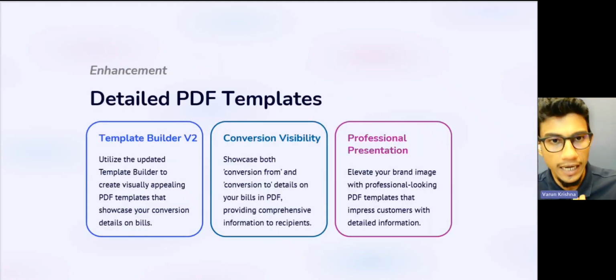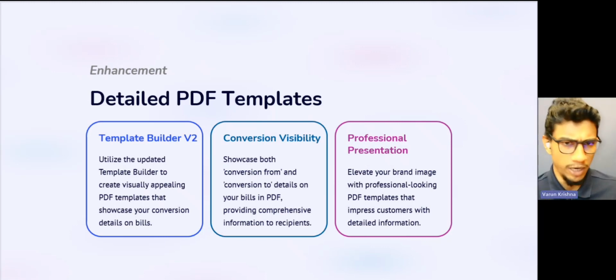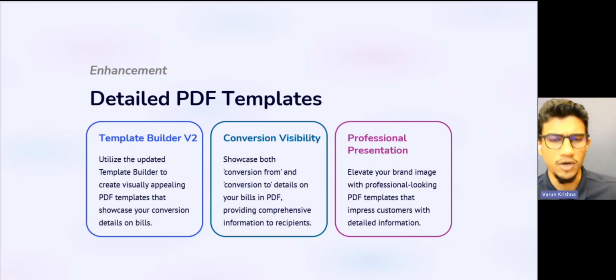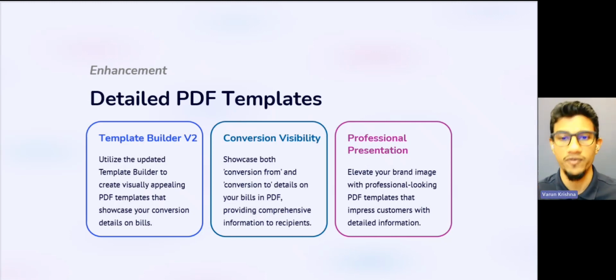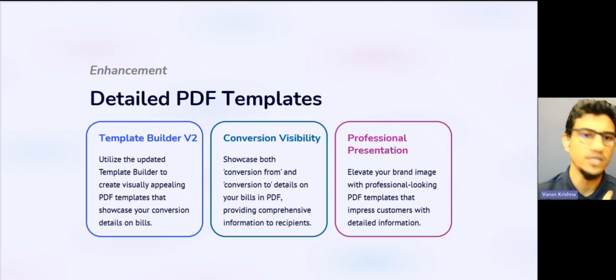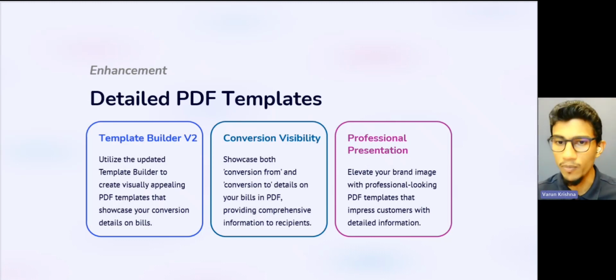Next enhancement is detailed PDF templates. We're all much used to the template builder V2, but there are different options out there, so we've introduced a new option. What does the new option showcase? It showcases both conversion from and conversion to detail on your bills in PDF. Does this improve anything? Absolutely. It provides a reference from which it has been converted and to which it has been converted to. So we'll be selecting such a bill and working it out like that.